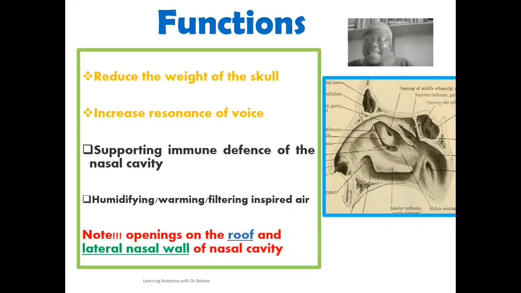These paranasal sinuses are seen to open into the nasal cavity through its lateral surfaces and also the roof. See, this is the frontal sinus, this is the sphenoidal sinus. The ethmoidal and the maxillary sinus are not seen in this image because they are chopped off. They are seen on the lateral side of the nasal cavity. And this is the lateral wall of the nasal cavity through which most of the paranasal sinuses drain. We also have a paranasal sinus draining into the roof of the nasal cavity.